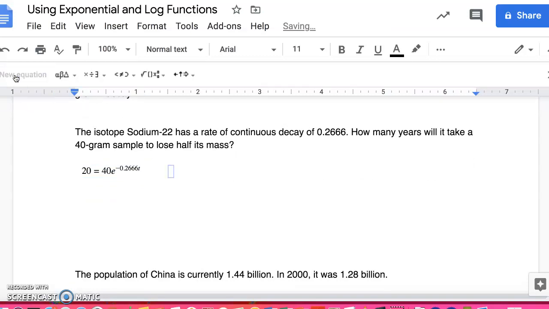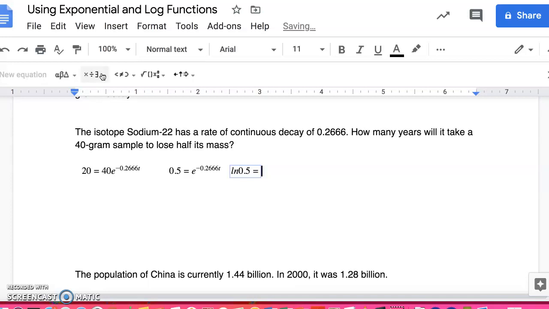Okay, well, let's see. Let's divide 40 from both sides. So 20 divided by 40 is 0.5, and that's going to equal that e expression, like that. And so now we need to get this t out of the exponent. And so one of the tricks we learned to do that was just to take the natural log of both sides. So if I take the natural log of the left, I get the natural log of 0.5.